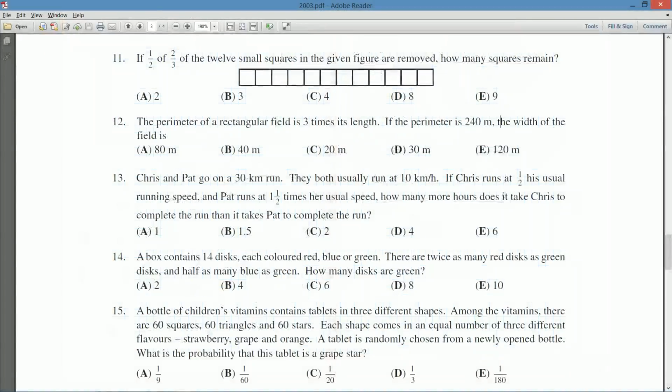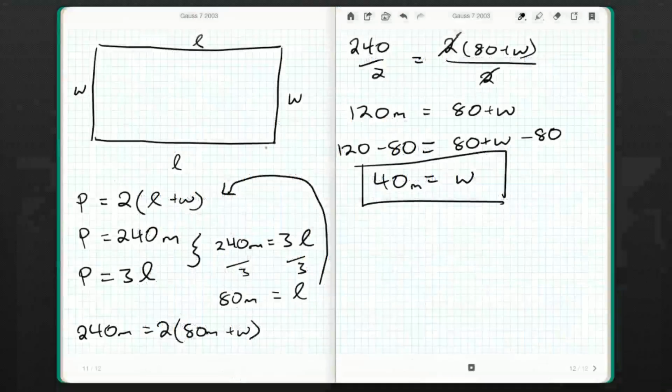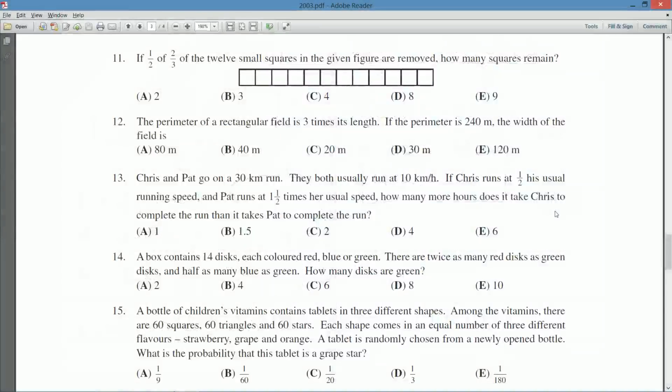Okay, was 40 one of our possible answers? Yeah, there it is. It's B. So B is going to be our answer. We're feeling good, feeling confident.